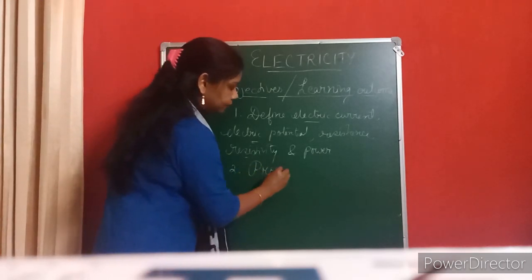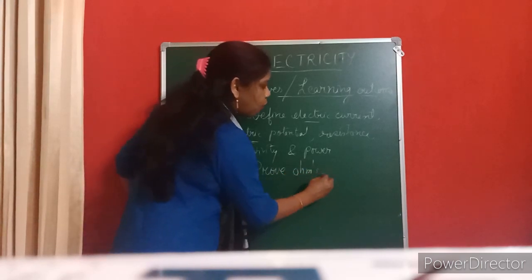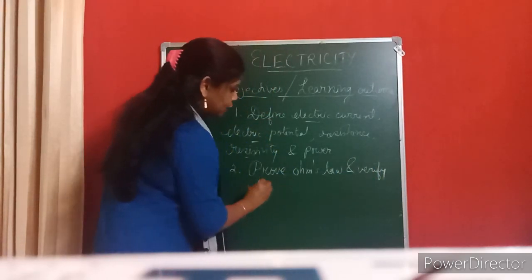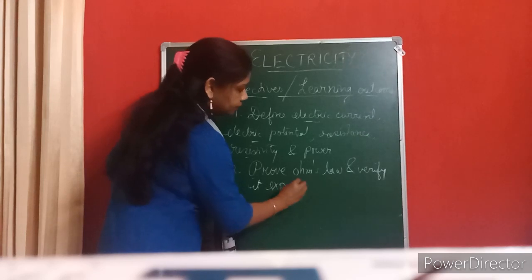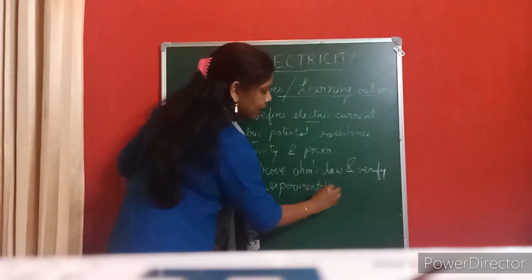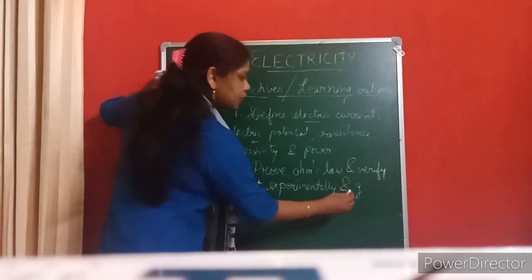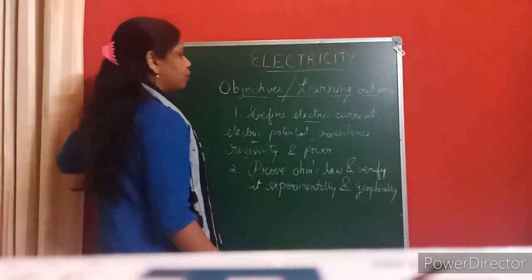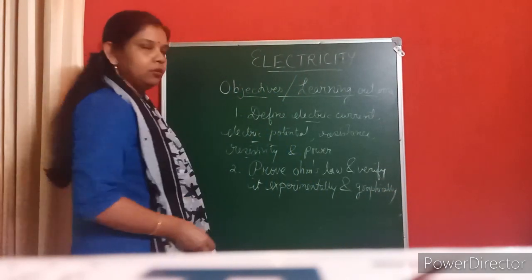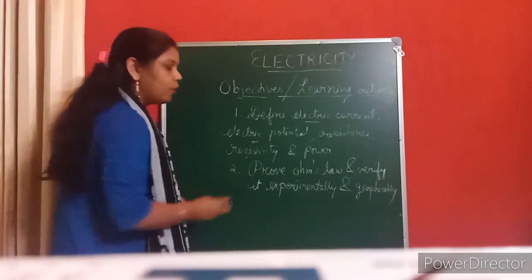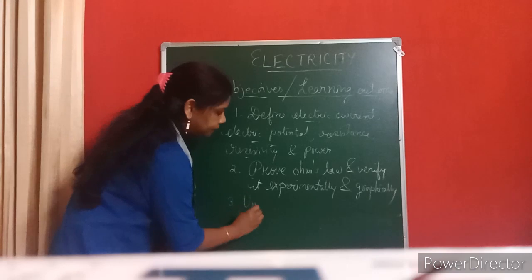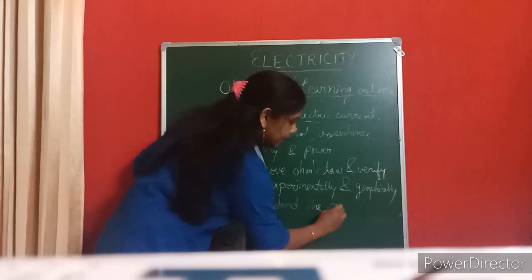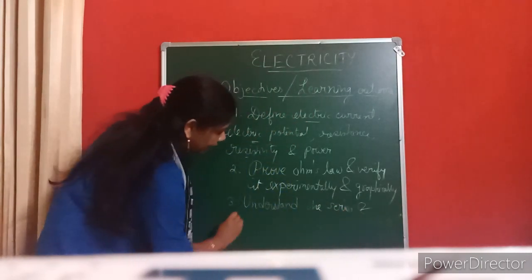Next, we will prove Ohm's law and verify it experimentally as well as graphically. Graphically also we can prove it, meaning we can draw a graph and prove Ohm's law. Now, number 3, we'll come to understand the series and parallel combination.